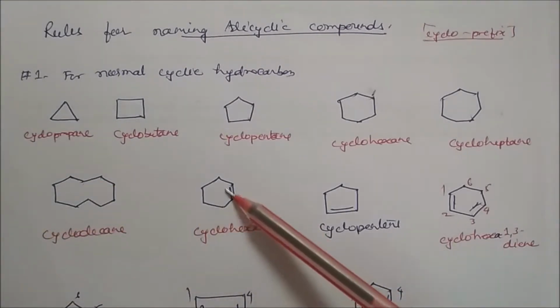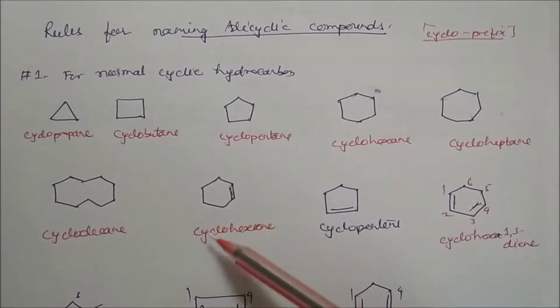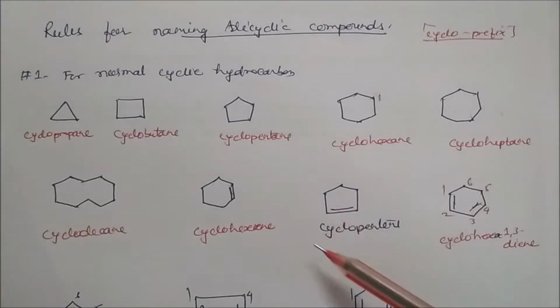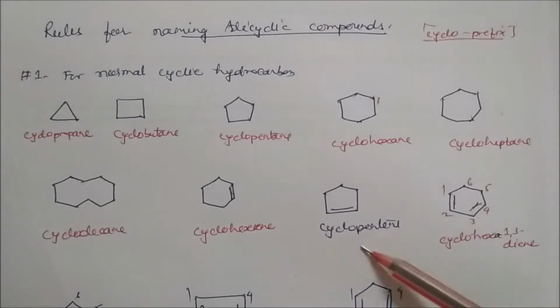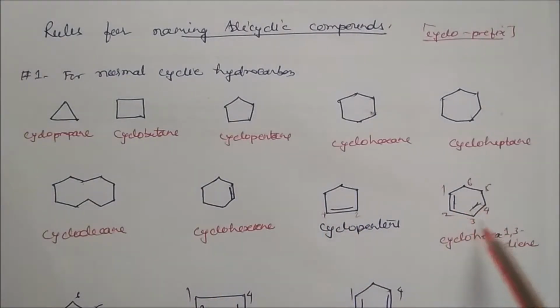And when one double bond is present, it is an alicyclic unsaturated compound. So we use the term cyclohexene. Here we have one double bond, so cyclopentene. Okay, even if you start numbering from here, the name is cyclopentene. Now here we have two double bonds in a cyclic compound.